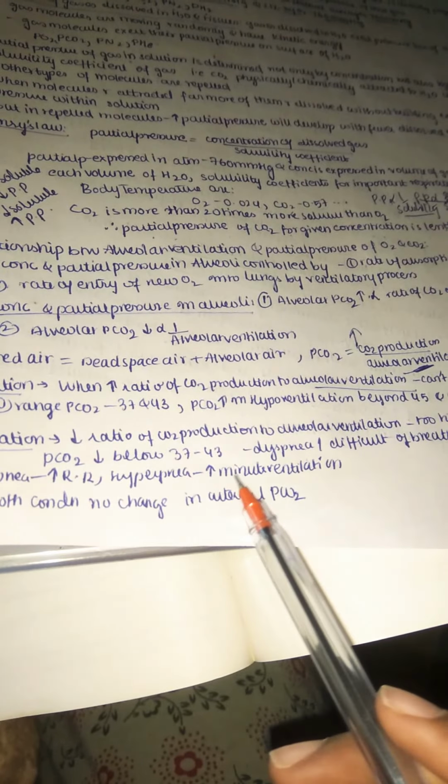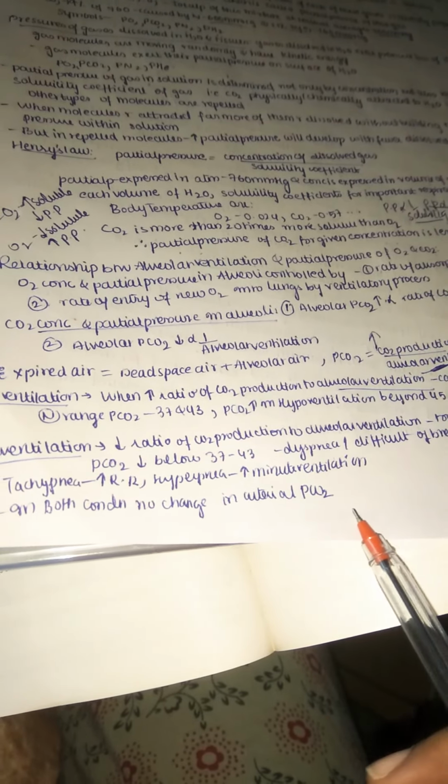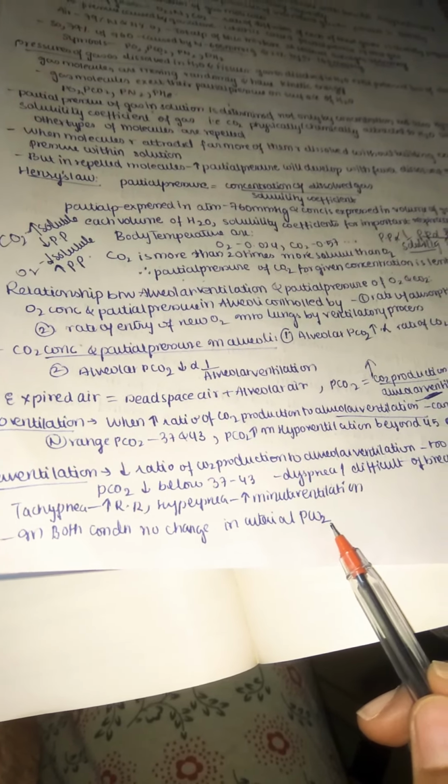In hyperpnea only the minute ventilation, meaning the ventilation per minute, is increased, but in the case of tachypnea only the respiratory rate is increased. So in both conditions, there is no change in arterial partial pressure of carbon dioxide. We need to remember, either in hypoventilation or in hyperventilation, in both these conditions the arterial partial pressure of carbon dioxide remains the same. So these are some of the important points in the overview of the ventilation chapter 56 from Guyton.